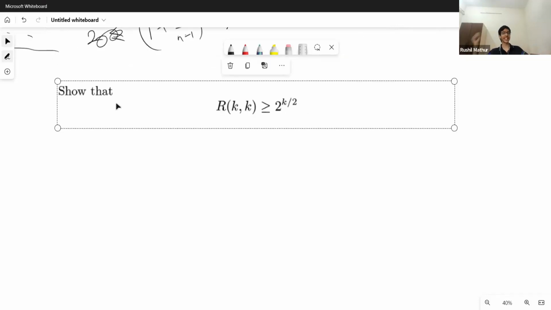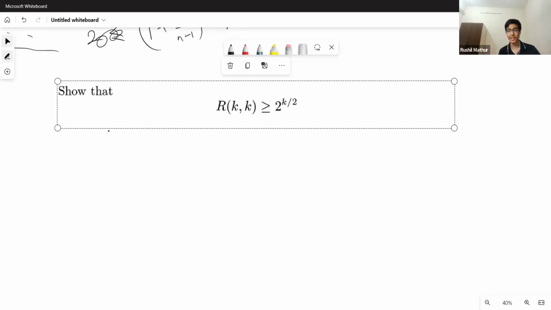Yeah, this is the question. Show that R(k,k) is greater than or equal to 2 raised to k by 2. Do people know what R is? You don't need to know Turán's theorem. Turán's theorem probably has a probabilistic proof, I'm not sure. Yeah, exactly. Ramsey number. Yes, I will explain. This is the Ramsey number, basically.